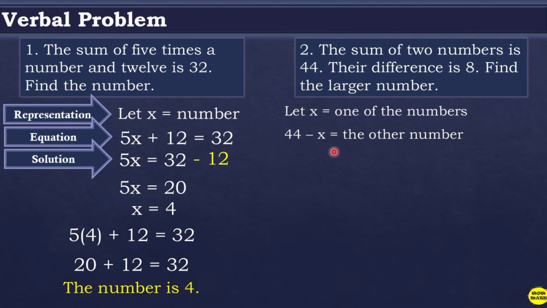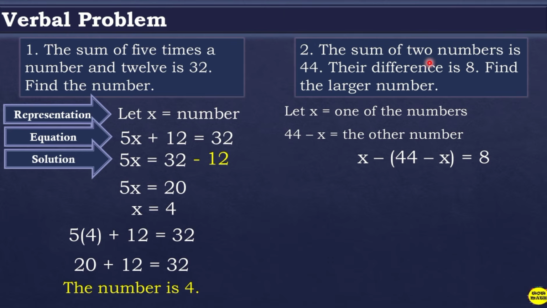Okay? So, we have, this is one of the numbers, x. And then the other number is 44 minus x. Ito, i-minus natin to kung ano man yan para makuha natin yung pangalawang number. Now, we will now write the equation. So we have, paano mo malalaman na i-add siya or i-minus siya? So we have, alright, so this is minus.